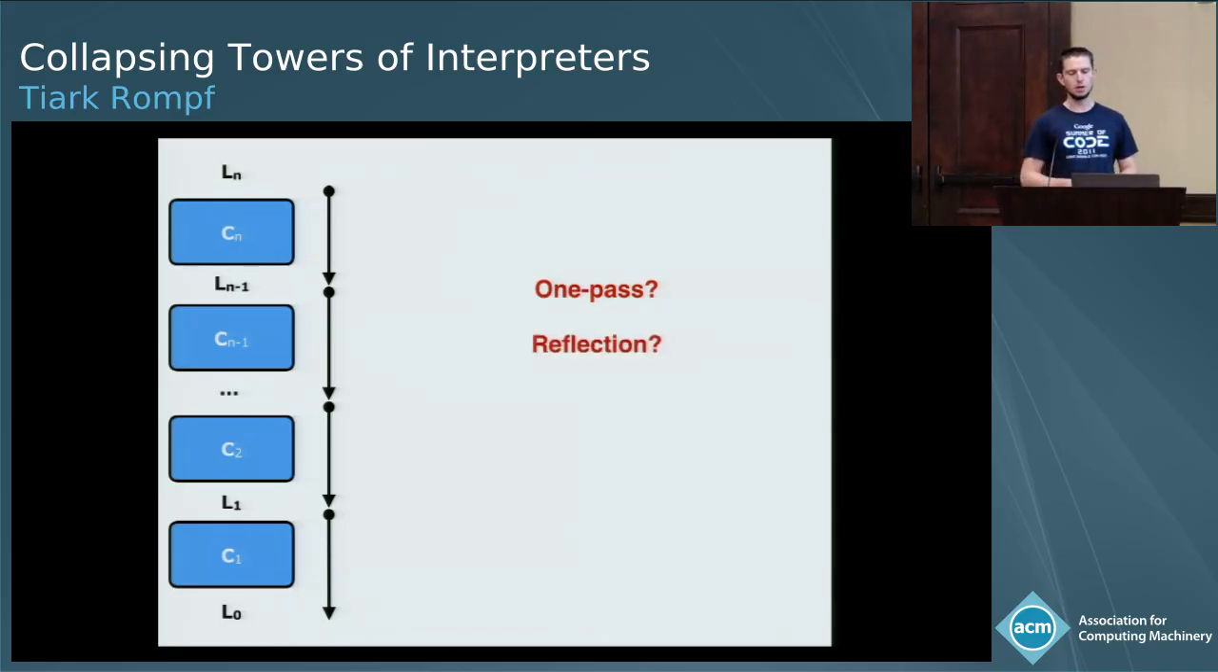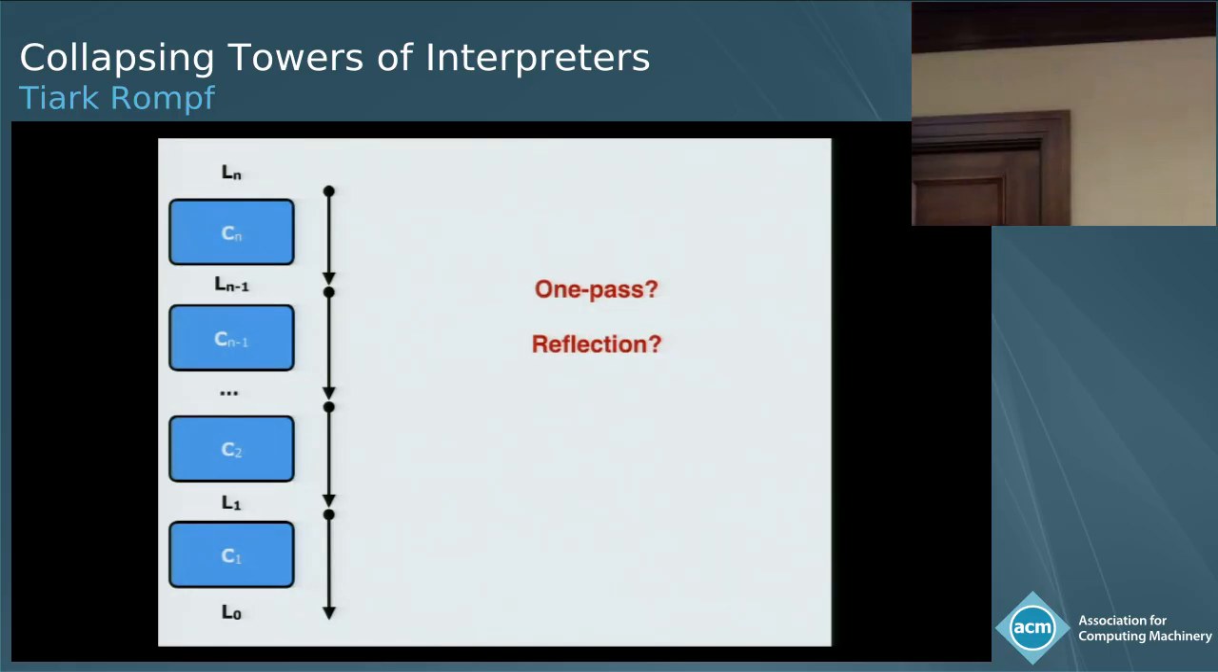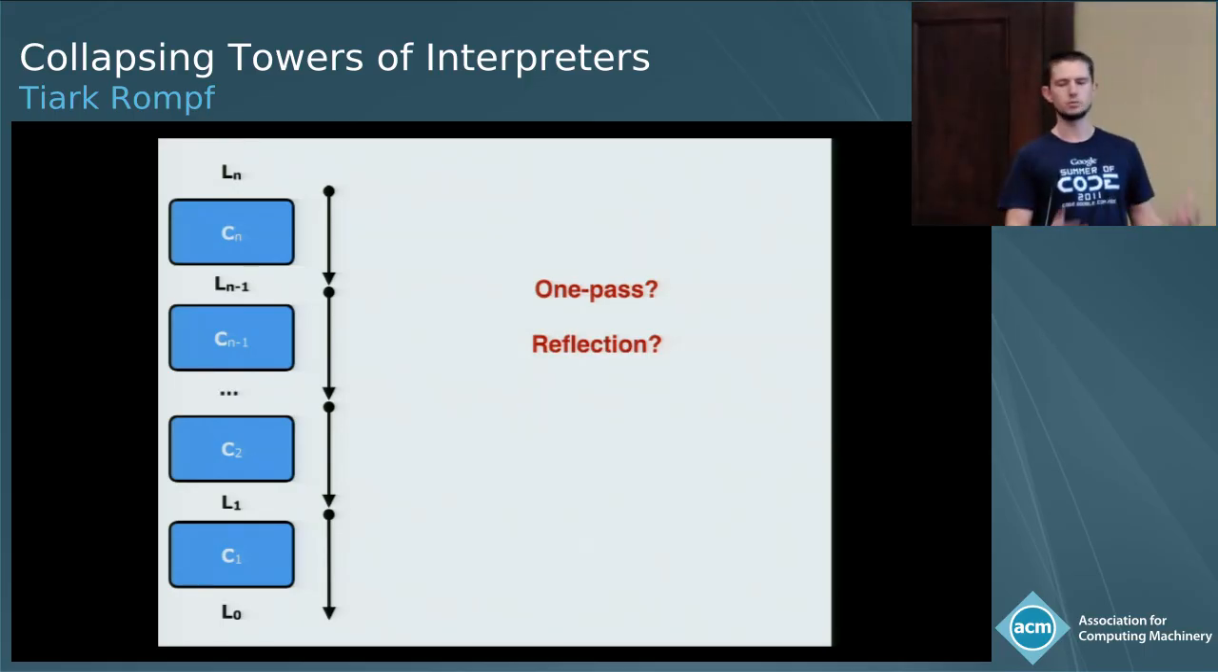And moreover, it seems to be very difficult to add reflection to such a setting, right? Because if one language might be able to inspect its own semantics, then how could this work if the translation step has already happened, right? So this appears fundamentally difficult.